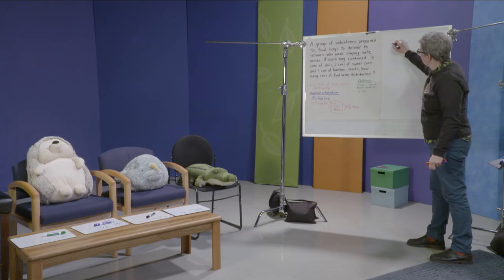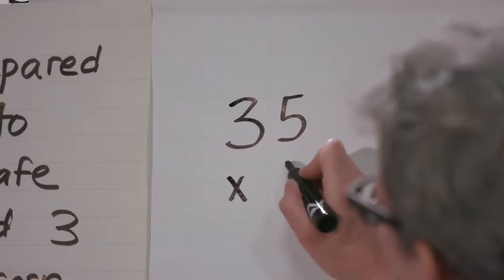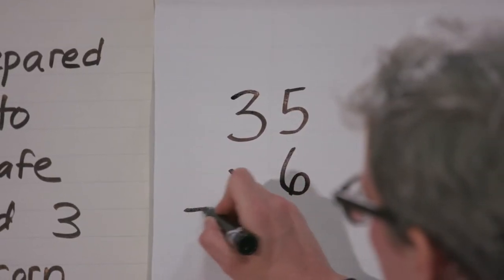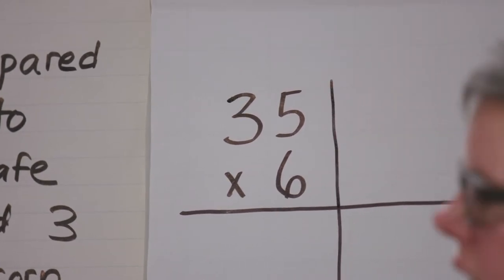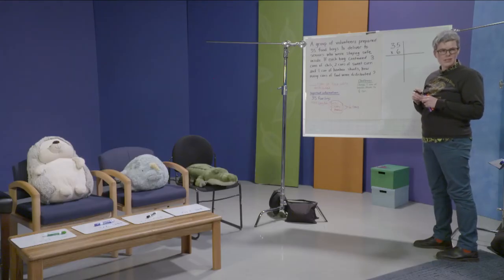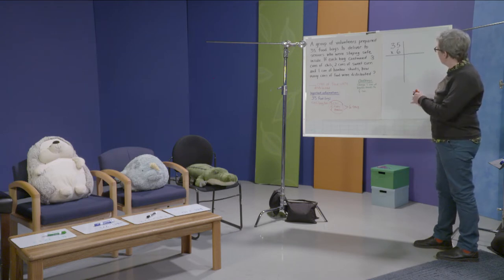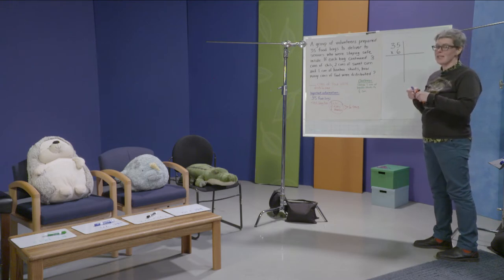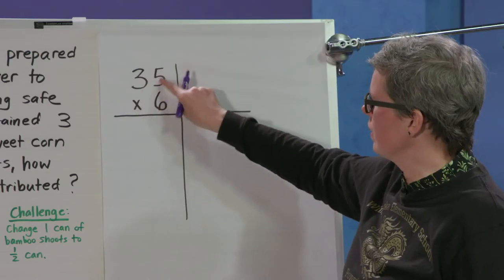So we're gonna set it up this way, vertically. 35 times 6. Then you're gonna make a big plus sign. And you might already be thinking, that's not the way my teacher does it at my school. People set this up a lot of different ways. If you have a way that you are really familiar with, then you can set it up that way. I'm gonna show you one possibility. You can learn that. And if you can learn things in multiple ways, then you really know it, okay? So be open. I'm gonna take this into expanded form.